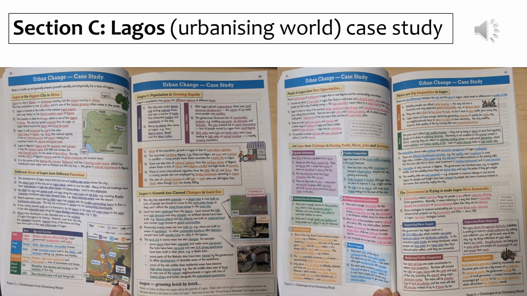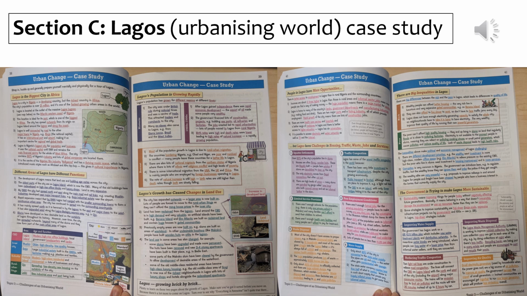So the final case study that you need for section C of the exam paper is the Lagos case study, and as you can see this is also really clearly displayed in your CGP guide. I'm just going to give you some really quick facts to remember. You might want to pause the video or make some notes on these. So Lagos is a city in Nigeria. It's not actually the capital city. The capital city is called Abuja, but Lagos is the primate city. That means it has more than double the population of Abuja.